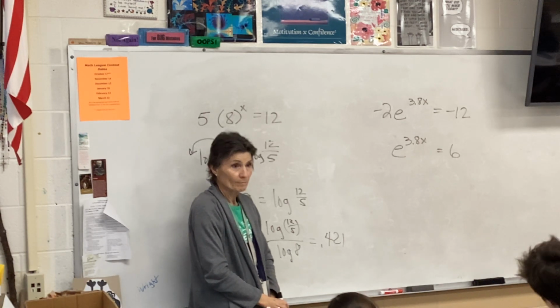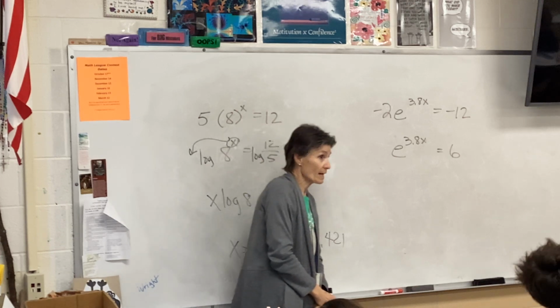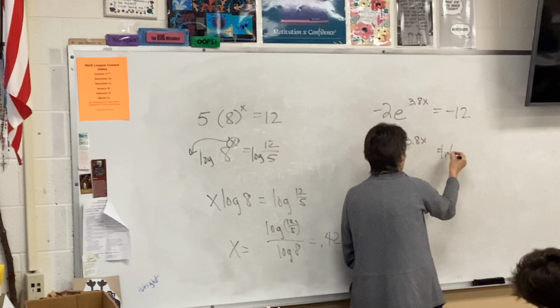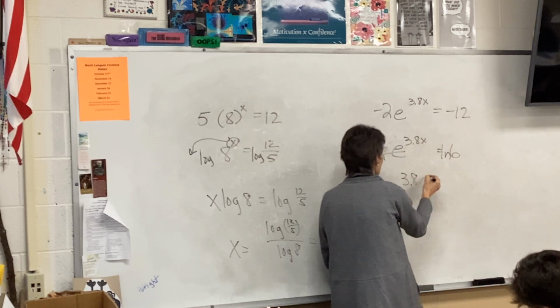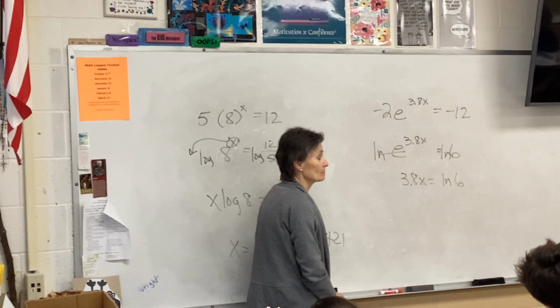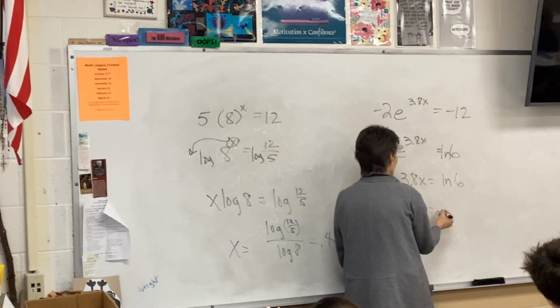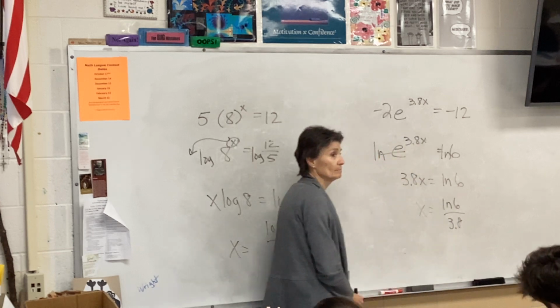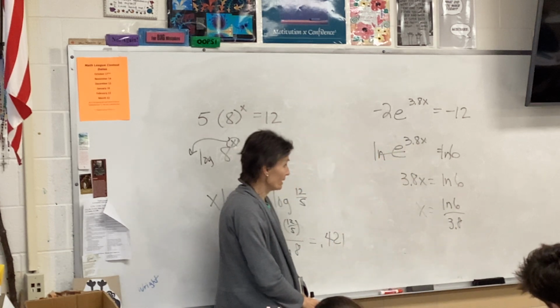And now, will we ln both sides this time? Yep, so we can cancel. So 3.8x equals ln 6, and x equals ln 6 divided by 3.8. Yep, put that in the calculator.